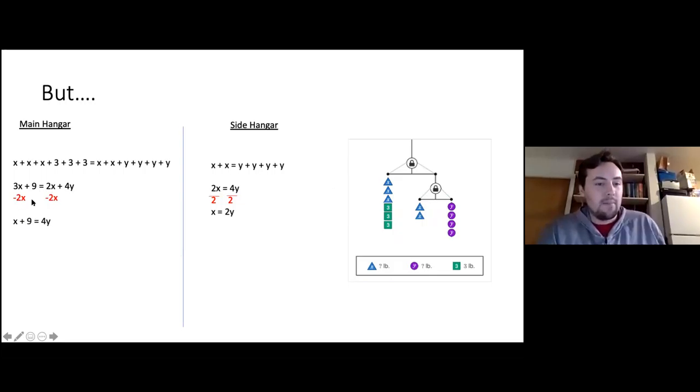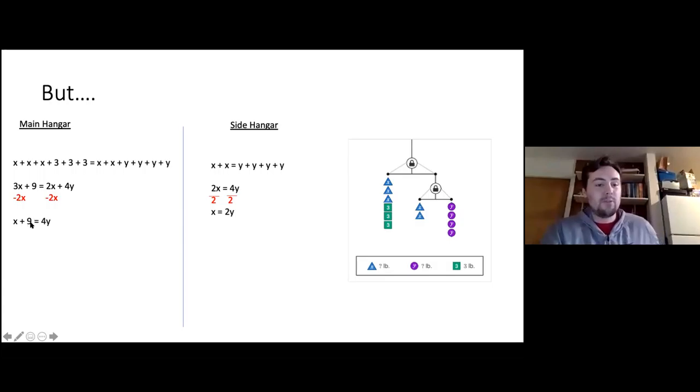So we can, again, use a little bit of elimination to get all the x's to combine like terms. And we have x plus 9 equals 4y. Then we can simplify this a bit and we get x equals 2y. At the end of the day, we know that we want the x and y values for both equations to be the same. That's the only way both the hangers will be equivalent.